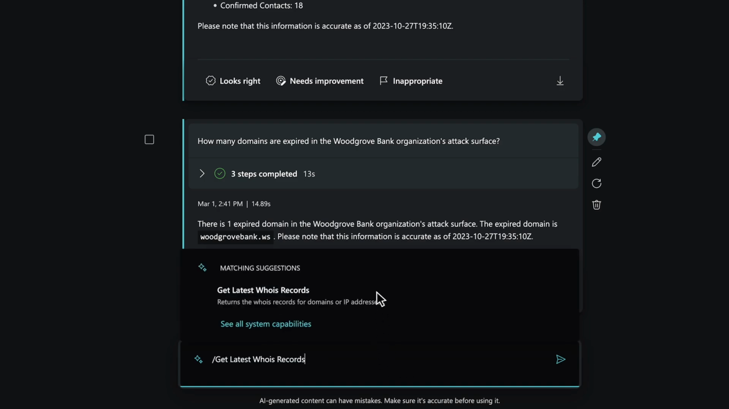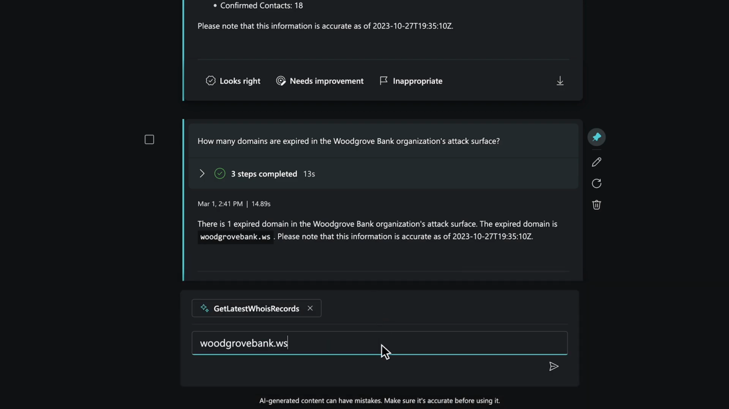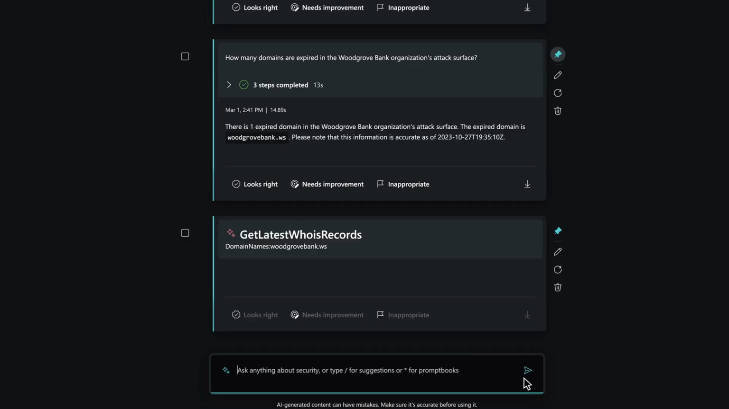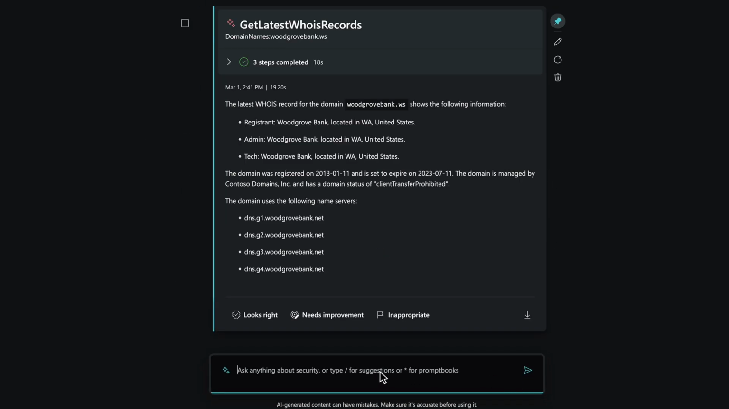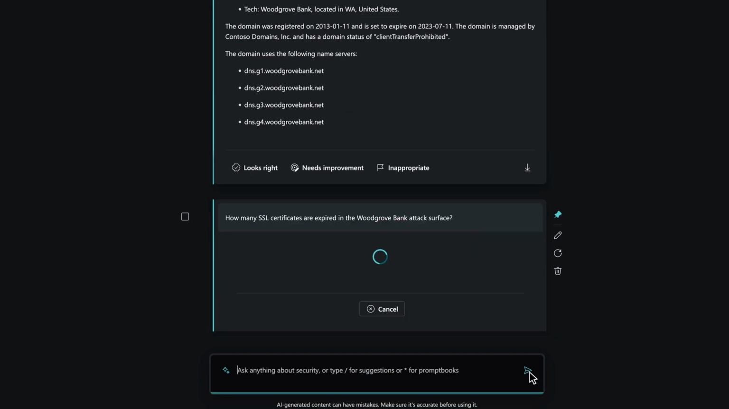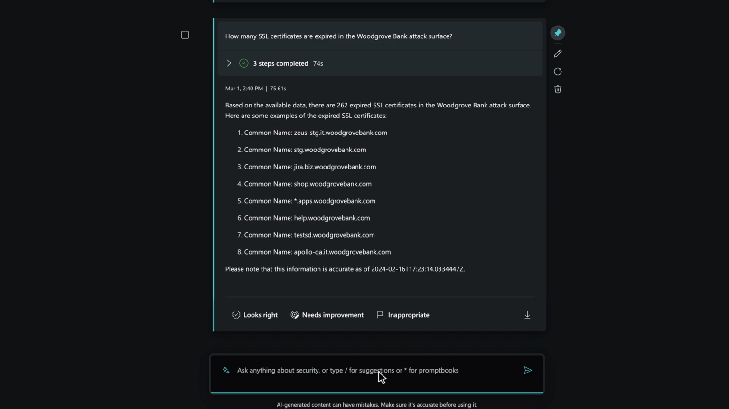For domains of interest, we can drill down further and get whois records, allowing us to identify the owners and determine appropriate action. Copilot can also help us to identify expired SSL certificates. These assets may represent shadow IT or assets that have been abandoned and are not under management.